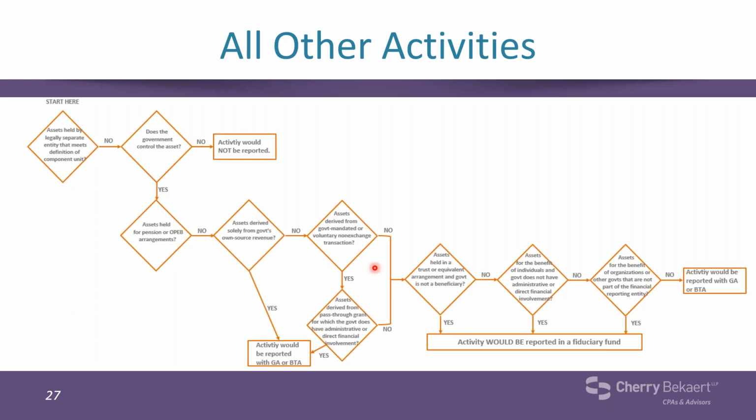If the answer to these considerations is no, then we move on to these same three considerations we had in the second path we explored. Whether the assets are held in a trust or equivalent arrangement and the government is not a beneficiary. If the assets are for the benefit of individuals and the government does not have administrative or direct financial involvement. And whether the assets are for the benefit of organizations or other governments that are not part of the financial reporting entity. Again, if the answer to any one of these three is yes, the activity would be considered a fiduciary activity.